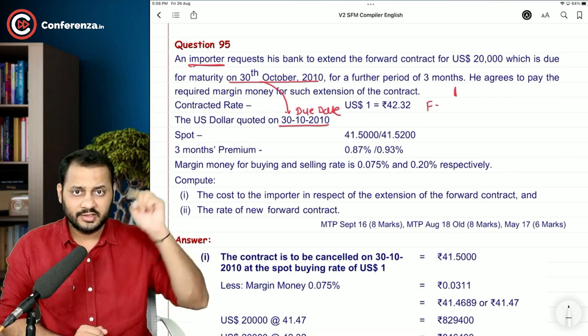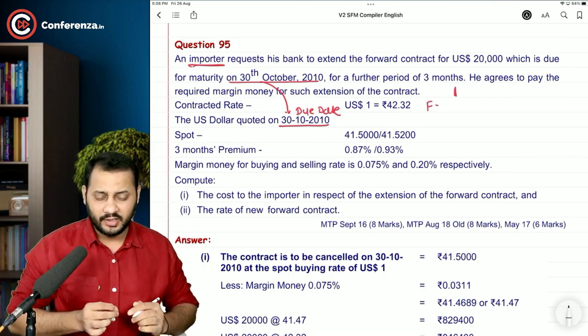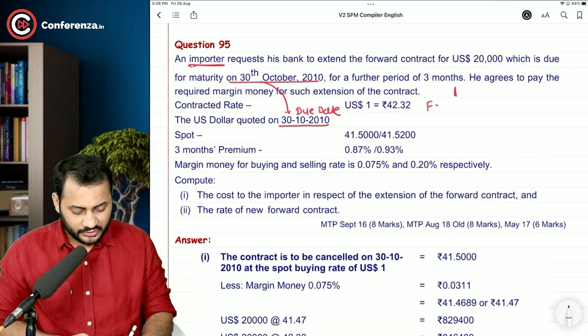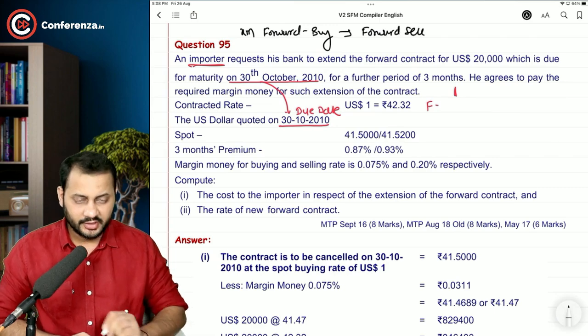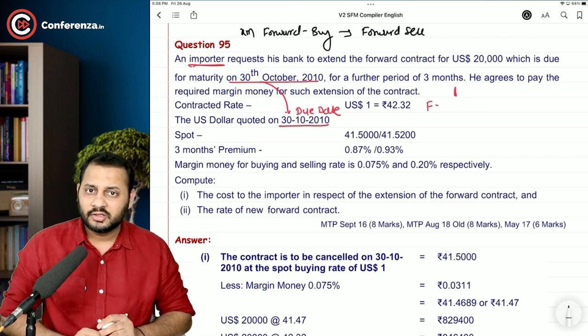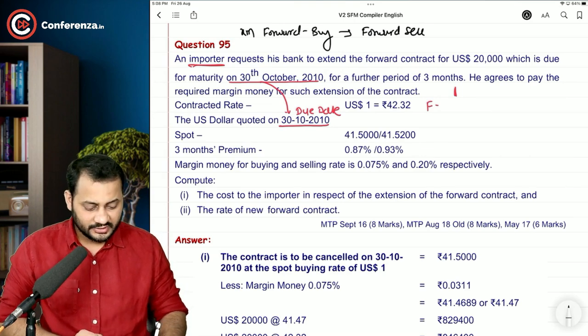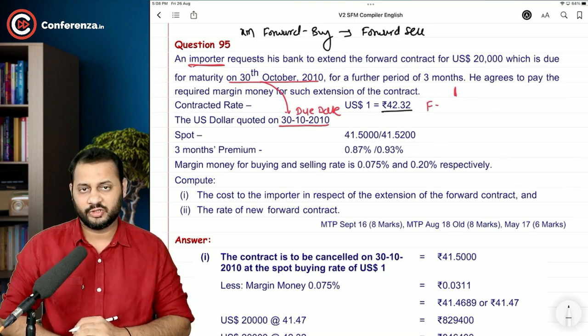First of all, he is the importer. He wants to buy. He might have entered into something like an X month forward buy contract with the bank, and the bank would have entered into a forward sell contract with the customer. So this is the selling rate of the bank, 42.32, the buying rate of the importer.